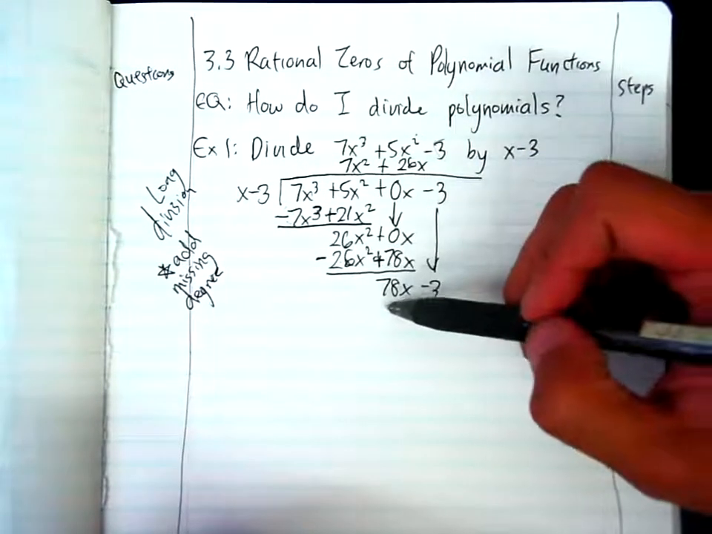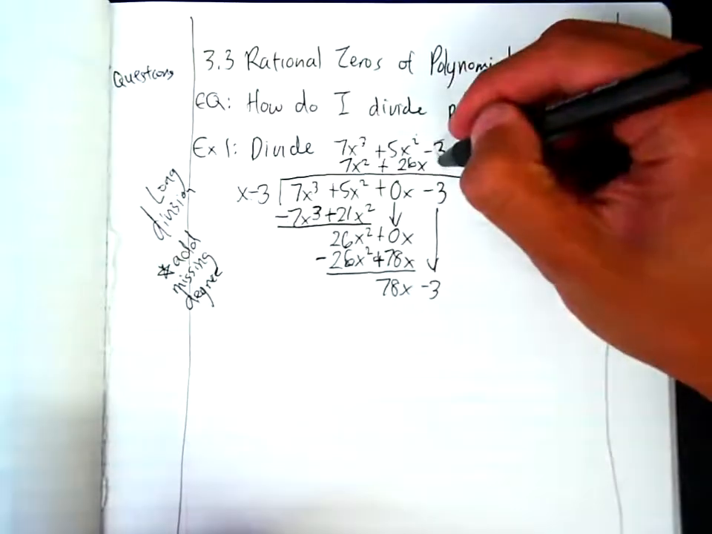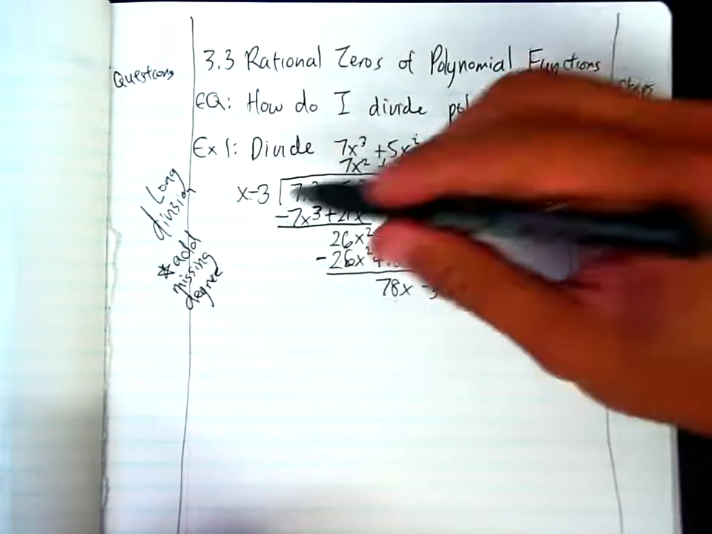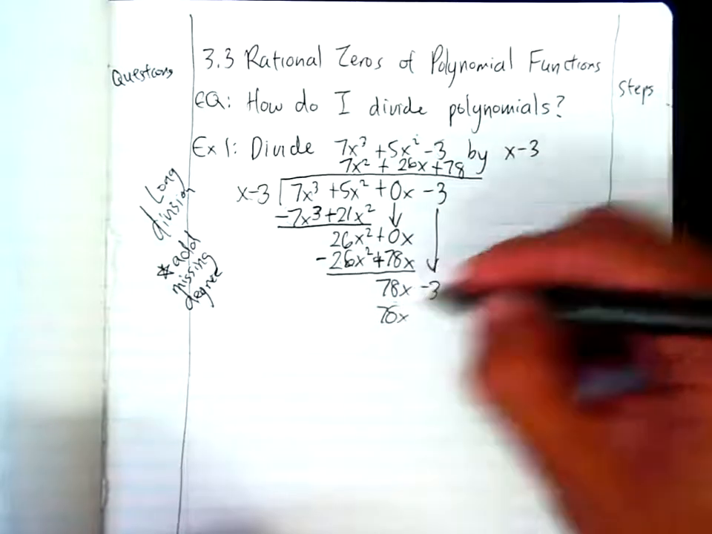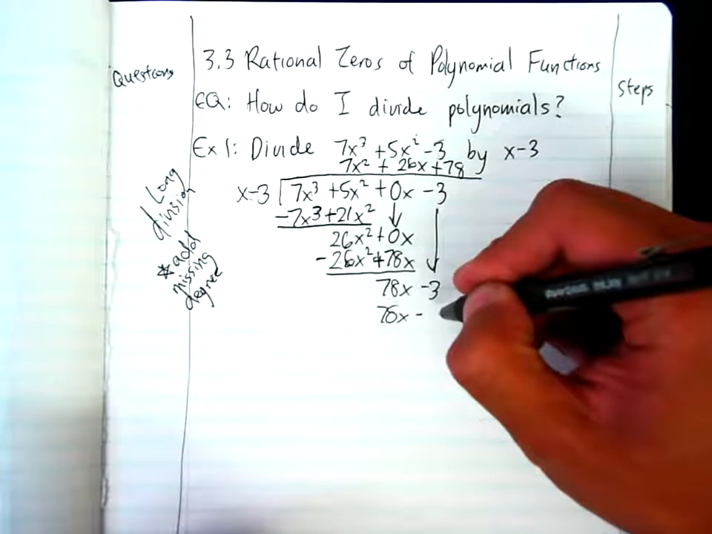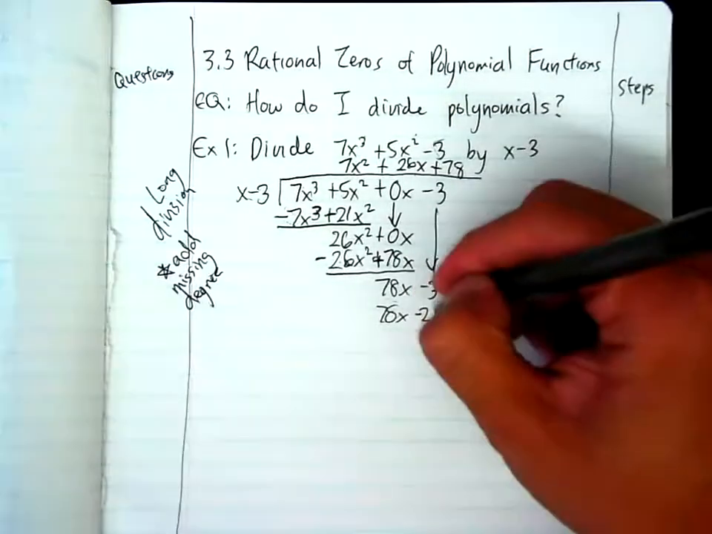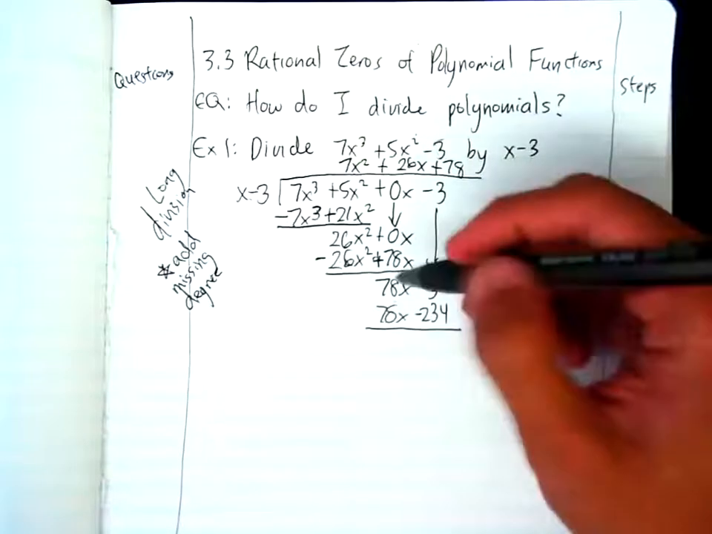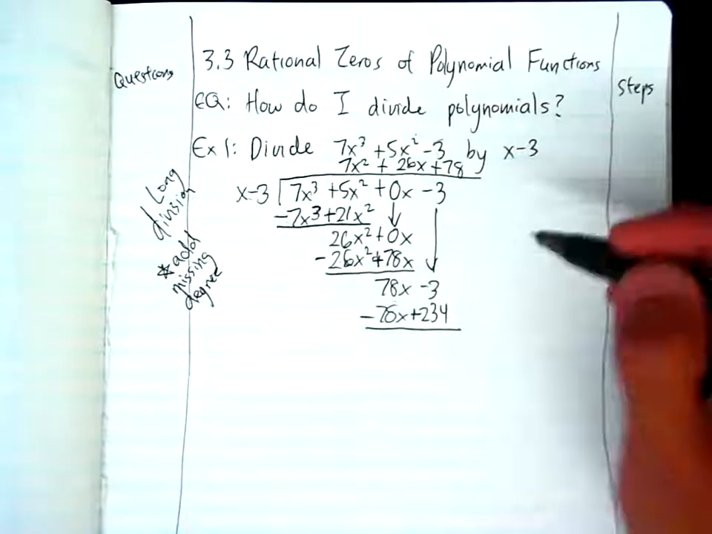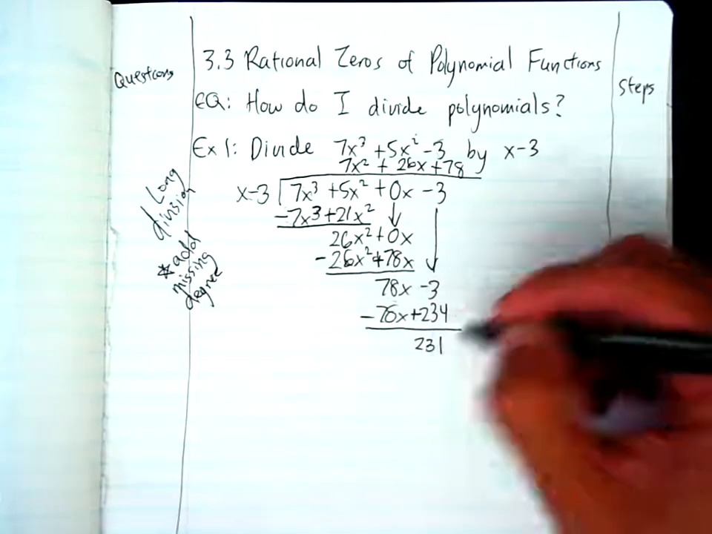All right, and then the last thing I have to do is here I want 78x. So it's already an x, so I have to multiply by 78. So 78 times x is 78x. 78 times negative 3 is negative 234. Again, I have to change the sign. So this will be minus, this will be plus. So if I add it up, it'll be 231.